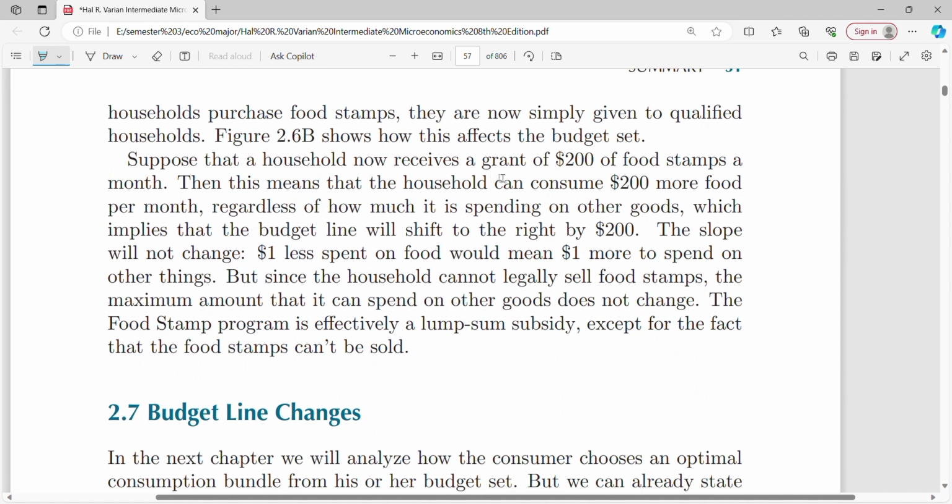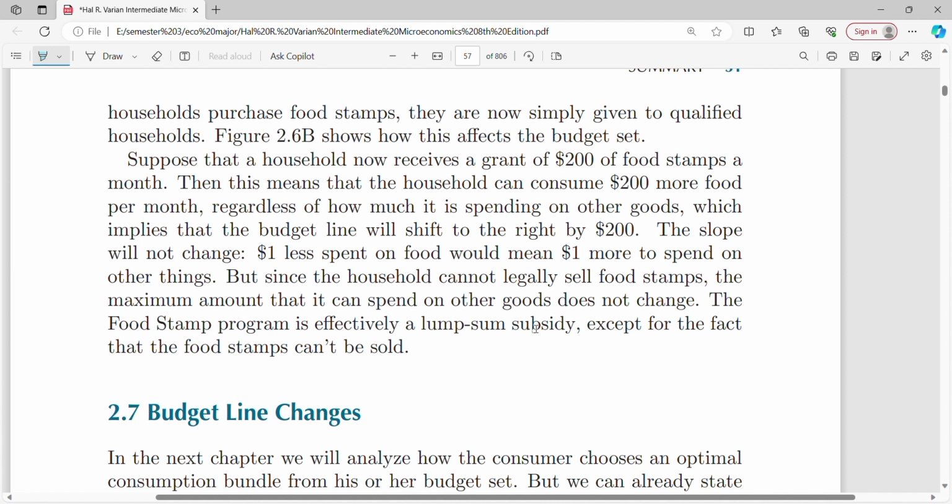Suppose that a household now receives a grant of $200 of food stamps a month. This means the household can consume $200 more food per month, regardless of how much it is spending on other goods, which implies that the budget line will shift to the right by $200. The consumer can have more for $200 without spending the money, so it will shift to the right. But the slope will not change. $1 less spent on food would mean $1 more spent on other things.